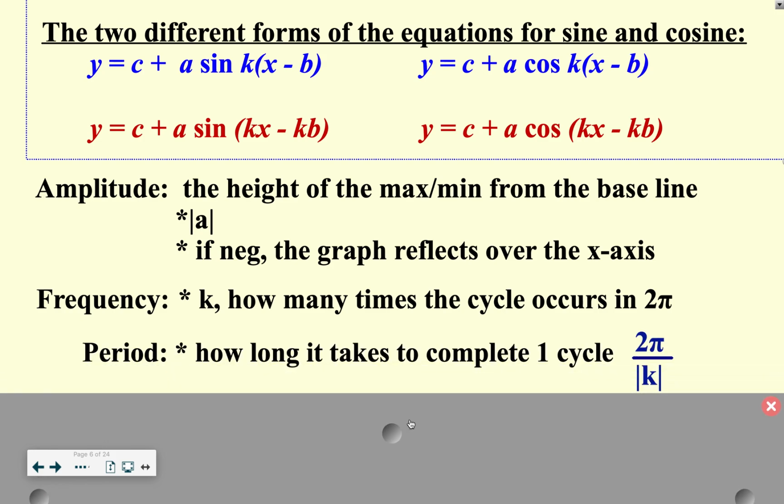Okay, the period, I would definitely write this down, box this in. You're going to need to find period for all sorts of graphs. So how long does it take to complete a cycle? Well, if frequency is how often a cycle occurs in 2 pi units, then your period is going to be 2 pi divided by that. So 2 pi divided by your frequency is going to tell you your period length. So one cycle occurs within your period.